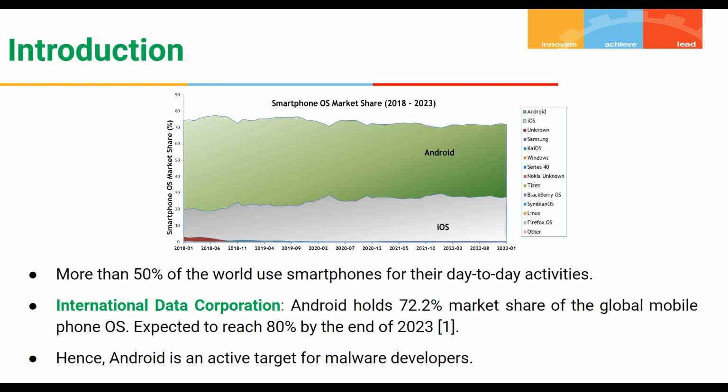So, more than half of the world use smartphones for their day-to-day activities. According to the International Data Corporation, Android holds more than 72.2% market share of the global mobile phone OS. It is expected to reach 80% by the end of 2023. Hence, Android is a very lucrative target for malware developers.